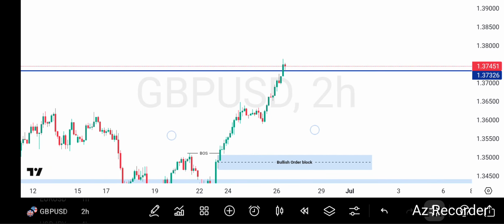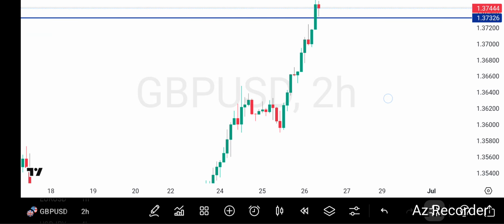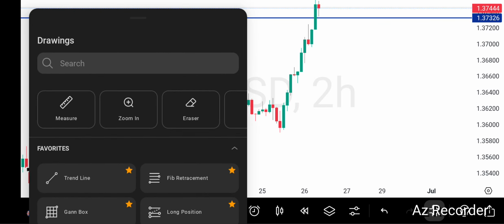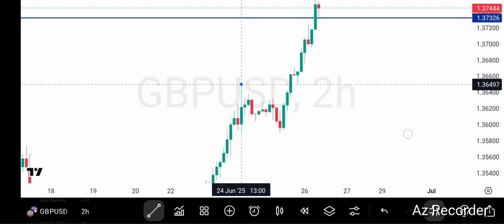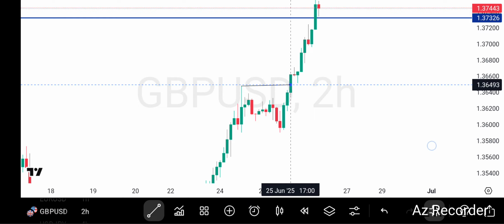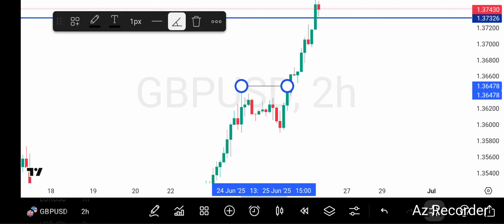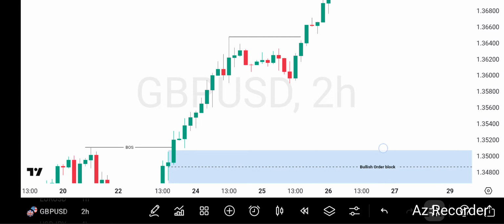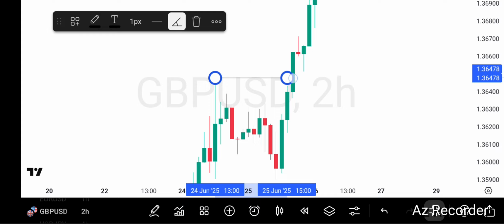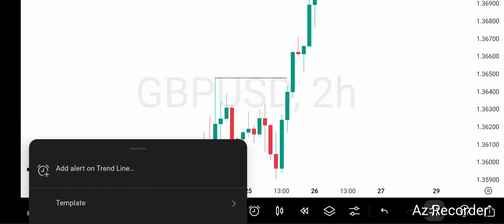So we could see that GBPUSD has dished out another break of structure that we love to see. We want to see that big bullish displacement candlestick happening. From this zone on our 2-hour time frame, GBPUSD gives us a smooth and clean break of structure. On the 2-hour chart, we could see that displacement candlestick. Sorry for this, guys.